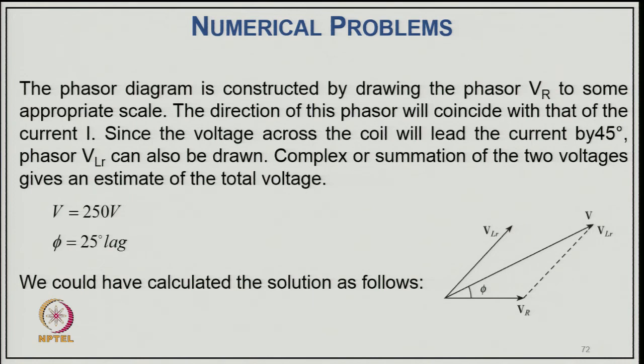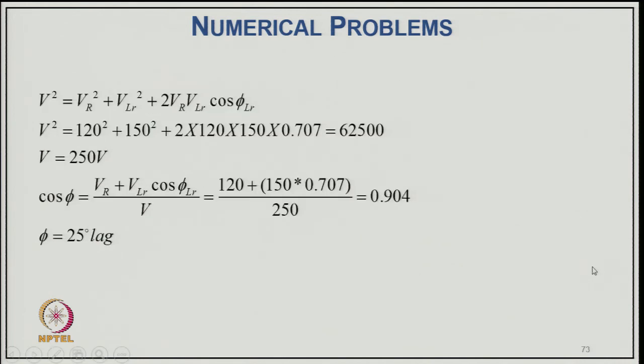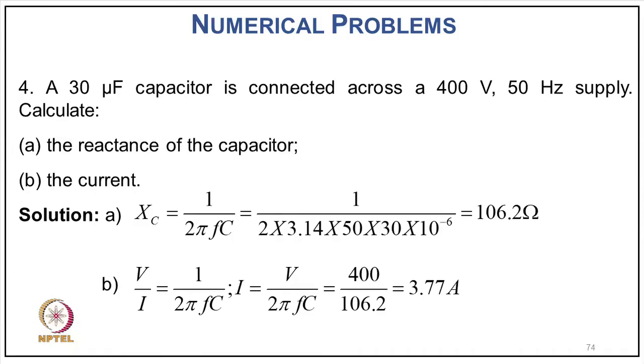So, we can conclude the calculated solution is V square equal to V_R square plus V_LR square plus 2 V_R V_LR cos phi_LR, where V_R is 120, so 120 square plus 150 square plus 2 into 120 into 150 into 0.707, that is 62,500. Taking the square root of this, V equals 250 volt. We can find cos phi equal to V_R plus V_LR cos phi_LR divided by V, that is 120 plus 150 into 0.707 divided by 250, that is 0.904, and phi is 25 degree lag, considering the resistance of the inductive coil also in this circuit.